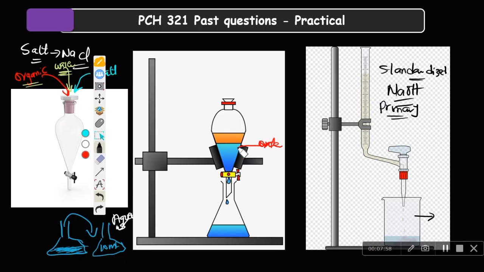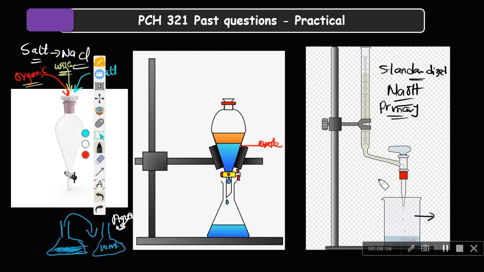Now, having done that, you also remove the organic phase, and then you titrate. That will tell you the actual concentration in the organic phase. Is that fine? Now, there is a trick that you need to be very careful of here.